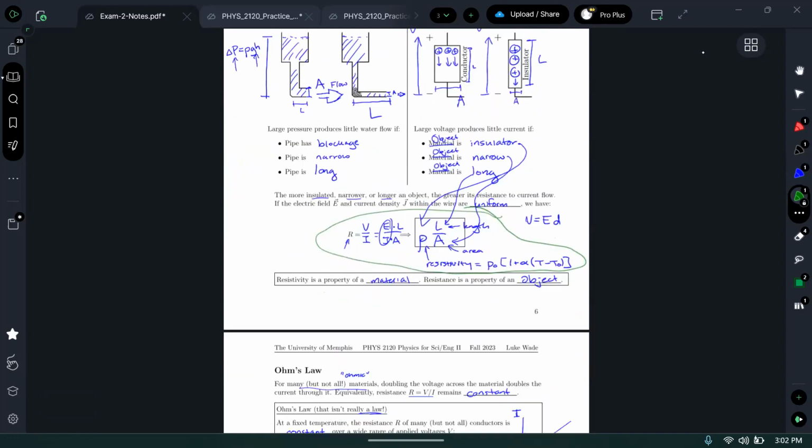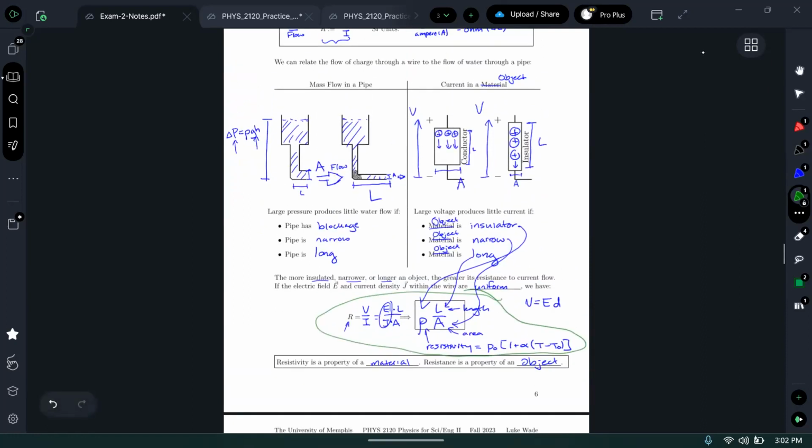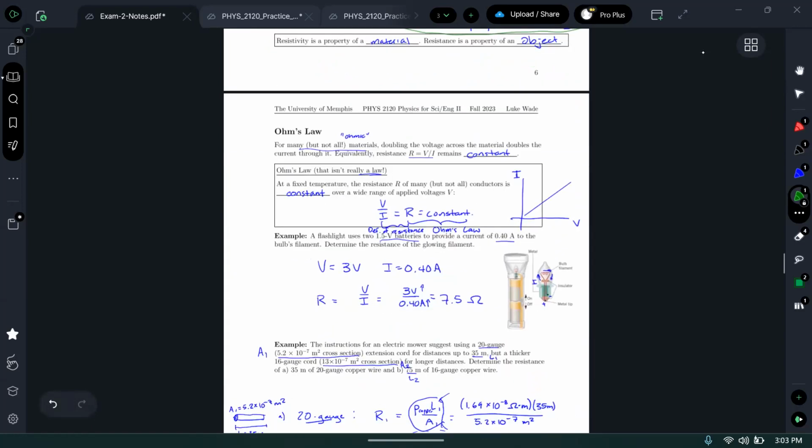For resistance, how it depends on resistivity is this formula right here. The stuff above is just trying to conceptualize that for you. So if that didn't help any, you don't have to worry about it. If it helps you understand this relationship better, then by all means.